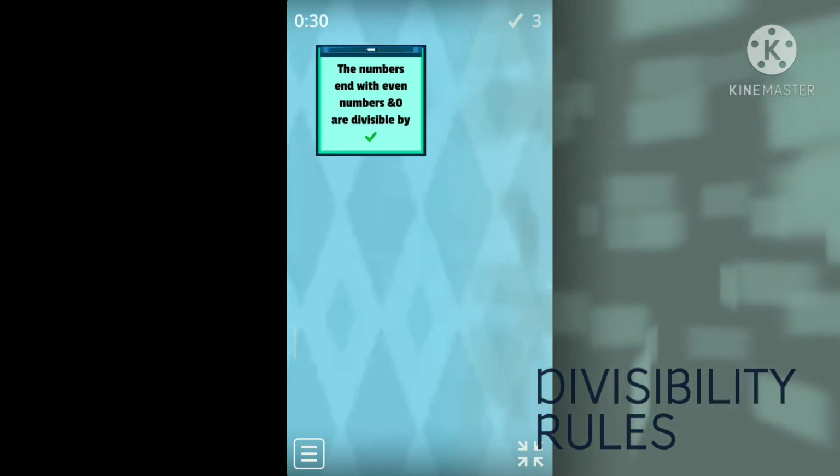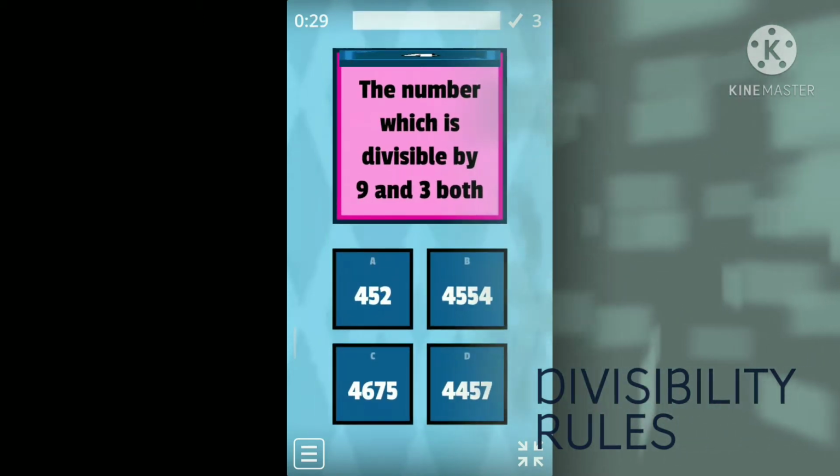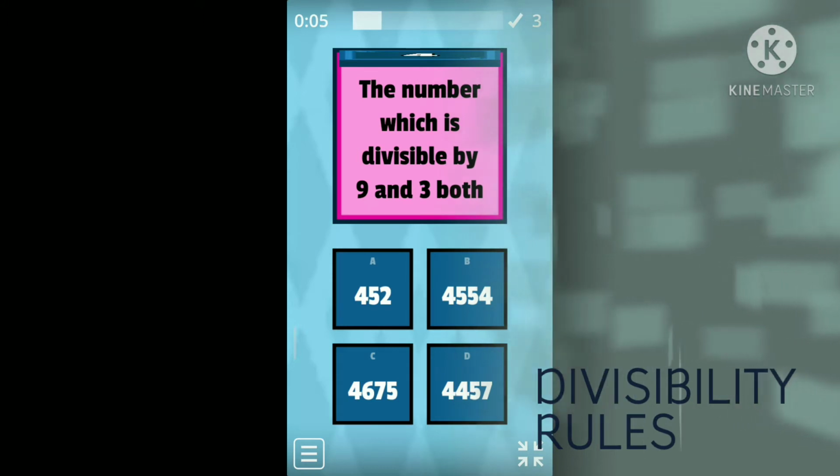Let us proceed to the next question. The number which is divisible by 9 and 3 both. We know the property of the divisibility rule of 9 and 3. If the sum of the digits of the given number is divisible by 3, then that number will be divisible by 3. If the sum of the digits of the given number is divisible by 9, then that number will be divisible by 9. But it should be divisible by both. By checking the answers, B option will be correct, because it will be divisible by both.